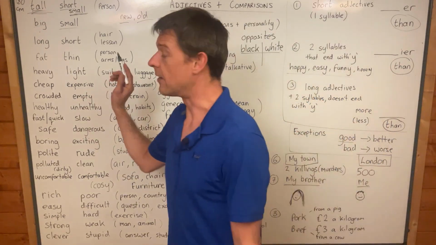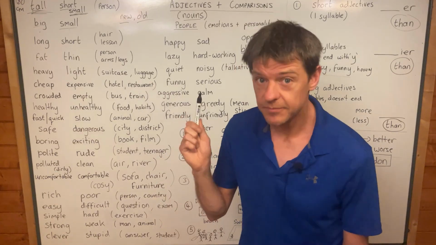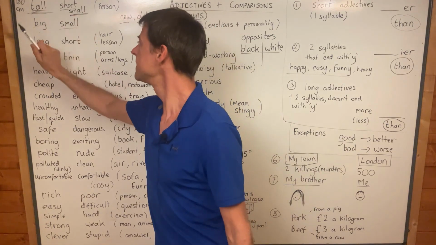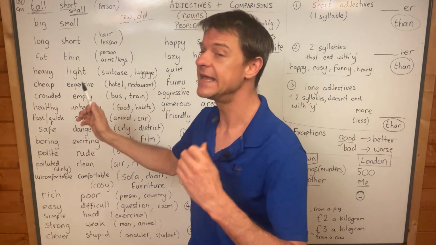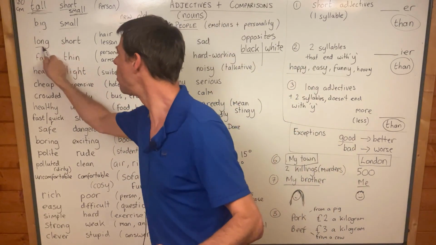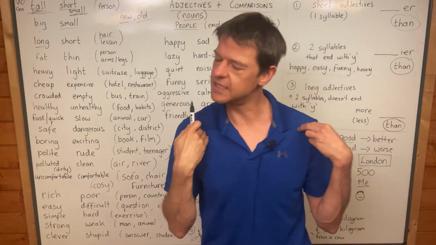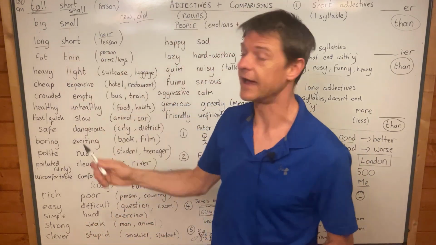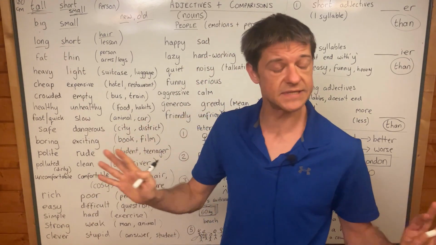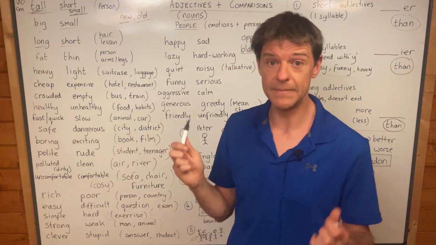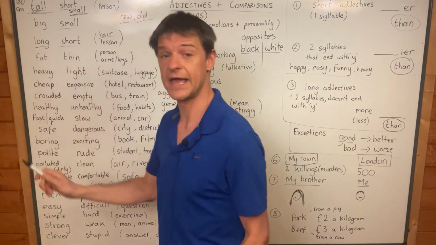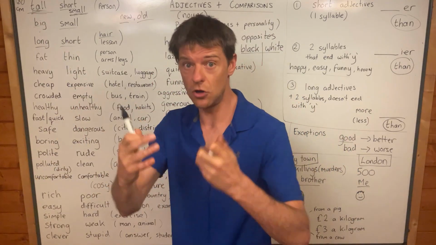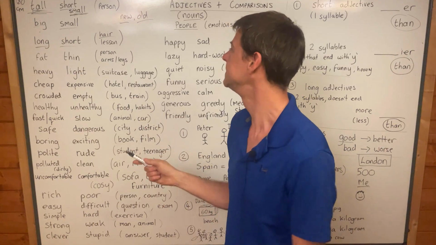Now, when you describe people, you can say he is tall, she is small, and you can say he has long hair. I don't have long hair. I have short hair. But maybe you have long hair.